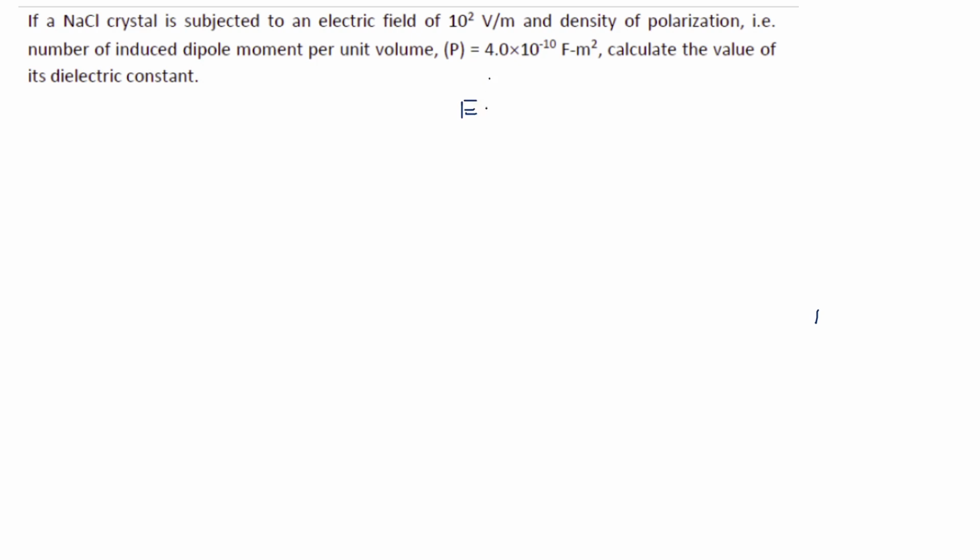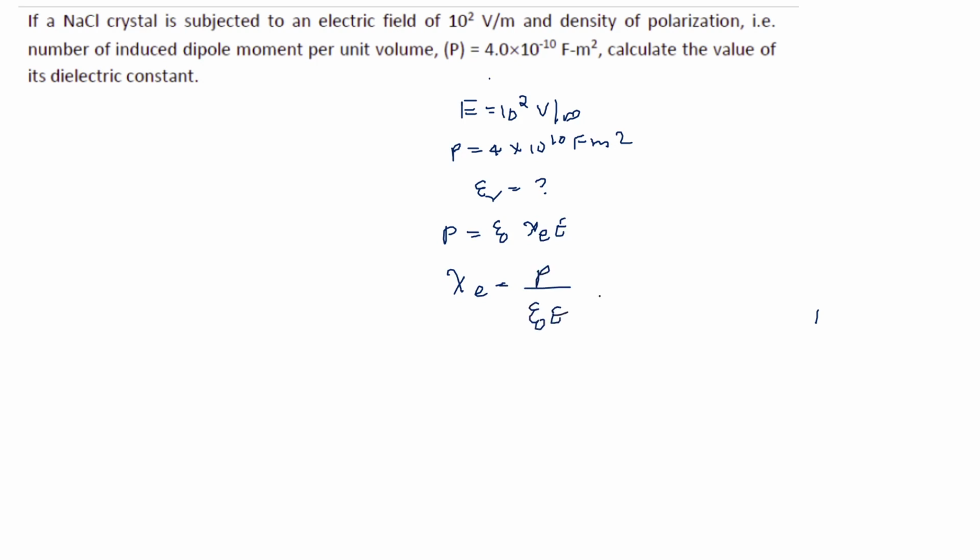So the electric field which is given is 10 to the power 2 volt per meter. Okay, the polarization P is equal to 4 into 10 to the power minus 10 farad per meter square. Then epsilon r we have to calculate. So the polarization formula we know, P equals epsilon 0 chi e, right? From here you calculate the chi e value first, that will be P divided by epsilon 0 E. After getting the chi e value, you can calculate epsilon r, that will be 1 plus chi e. Okay, just substitute the values and let me know the answer, how much you are getting.